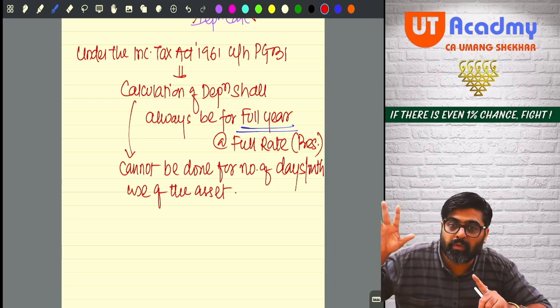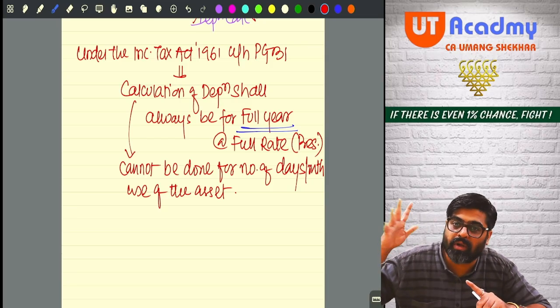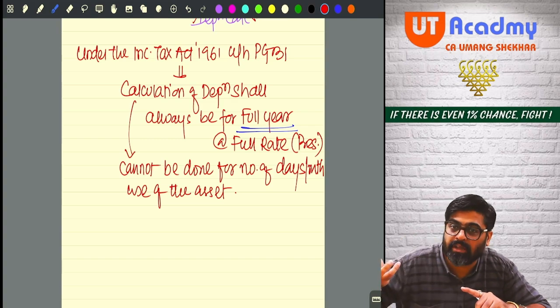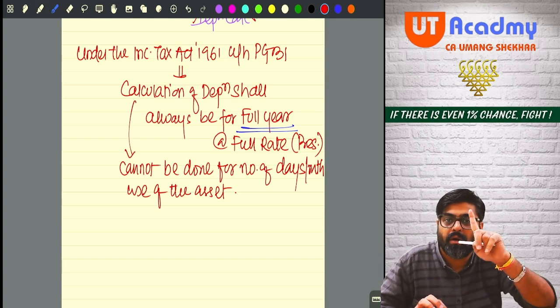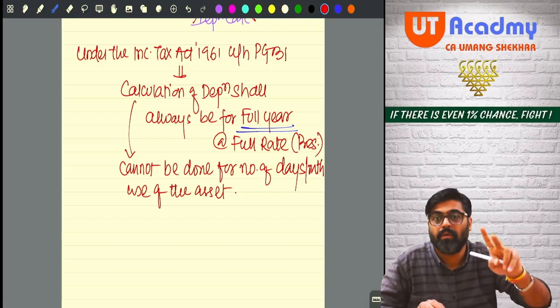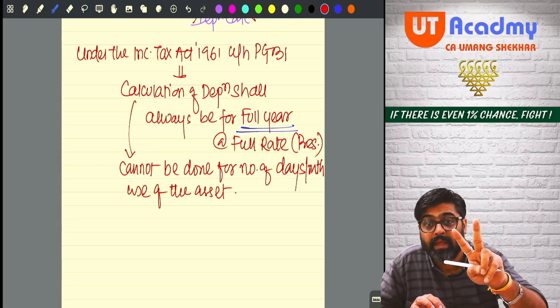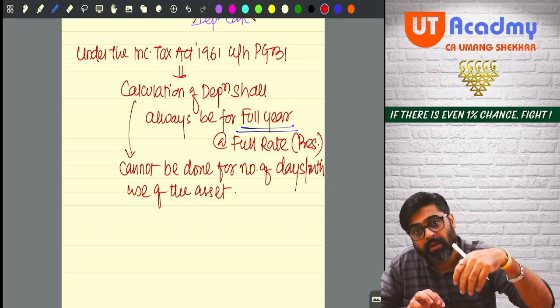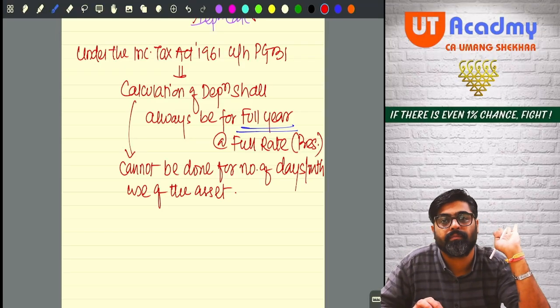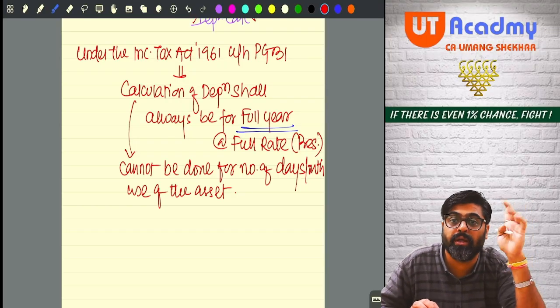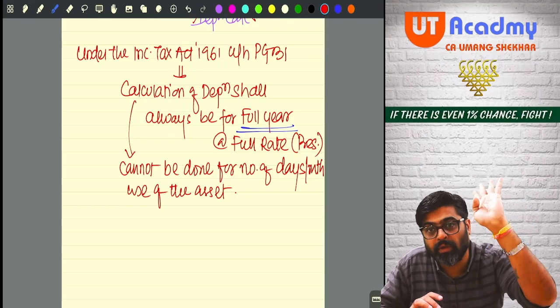In accounting, whatever rate you might be taking, whatever method you might be taking, you might be calculating for some months, some days. Yes or no? Here, always full year. The rate we will prescribe. Apply that full rate. And the method also we will prescribe. Apply that method. And calculate the depreciation for the full year and claim that depreciation for full year. We will allow you the depreciation for full year. That's it.